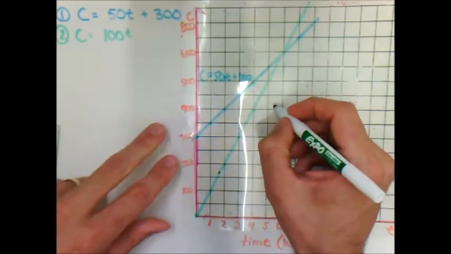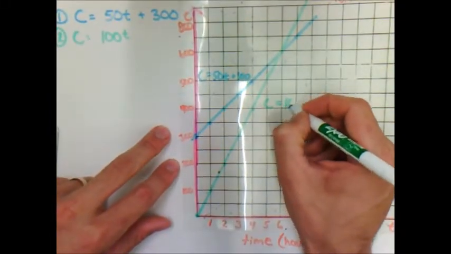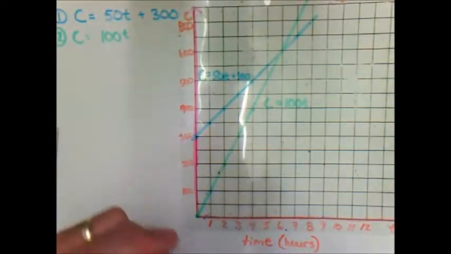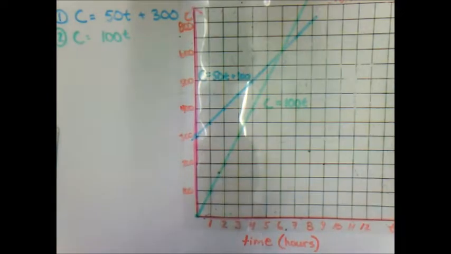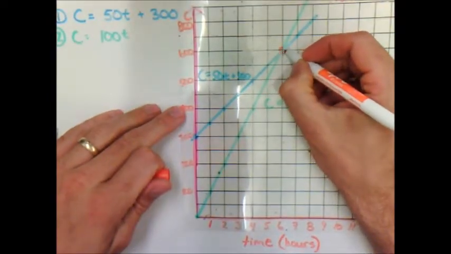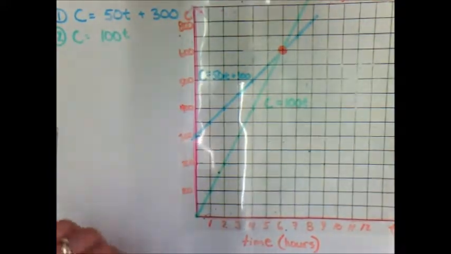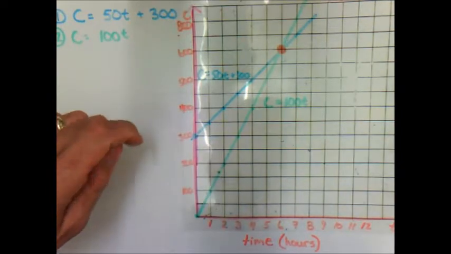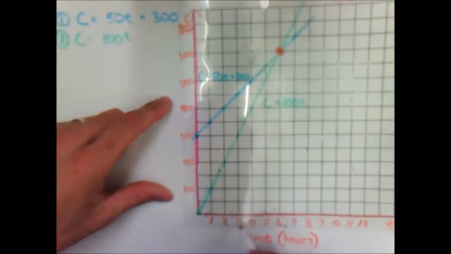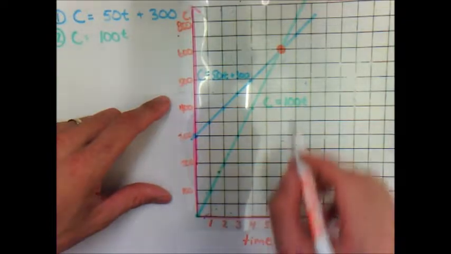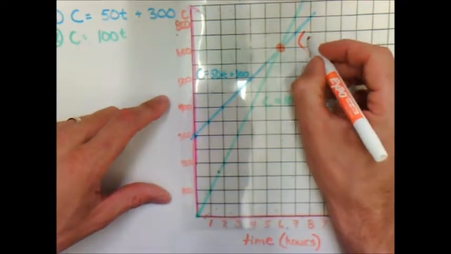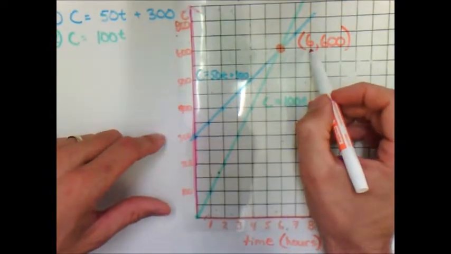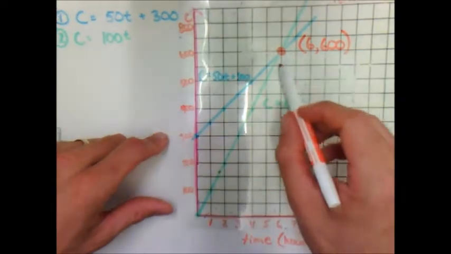I can label my green graph as C equals 100t, and I can find my point of intersection this way. My point of intersection is not perfect, but it's right there. It's where my two lines meet. That's where they have the same value. So they come to an intersection at the point on the horizontal axis 6, the vertical axis 600. So this is the point (6, 600). That means that after 6 hours of flying, option 1 and 2 will cost the same.